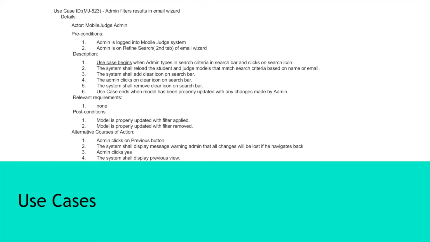An alternative course of action is the admin clicks on the previous button, and the system shall display a message warning the administrator that all the changes will be lost if he navigates back. If the admin clicks yes, the system shall display the previous view.